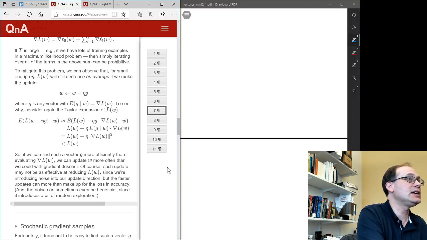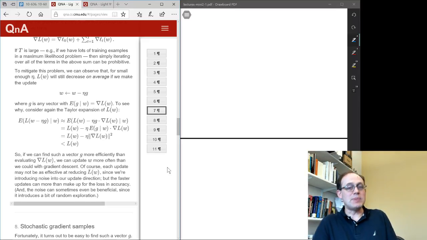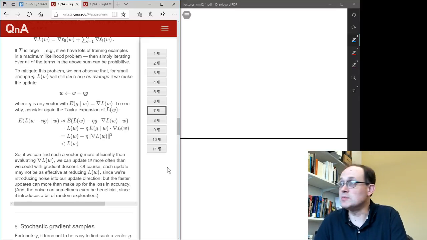Oh, somebody's asking about local optima versus global optima. Yeah, that's a great question. So gradient descent and stochastic gradient descent are only going to be guaranteed to find local optima. In a lot of the problems that we've seen so far, there's only the global optimum. So for example, if you have a convex problem, there's only that global optimum.